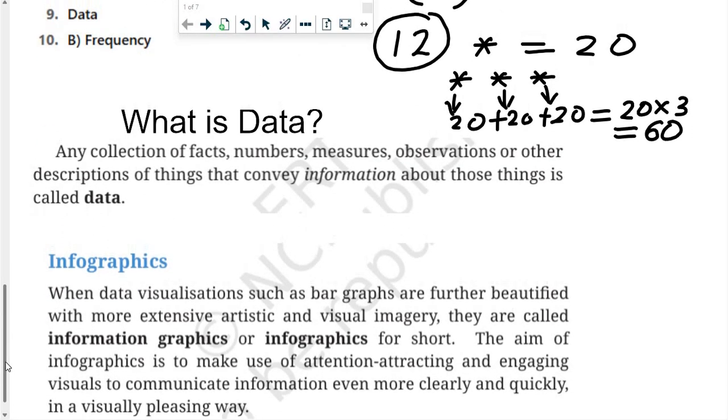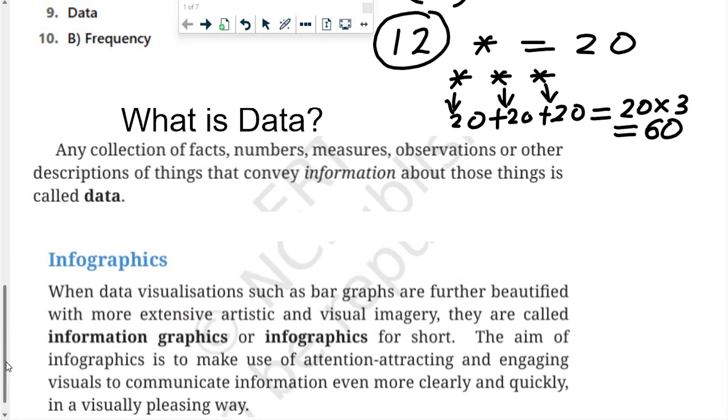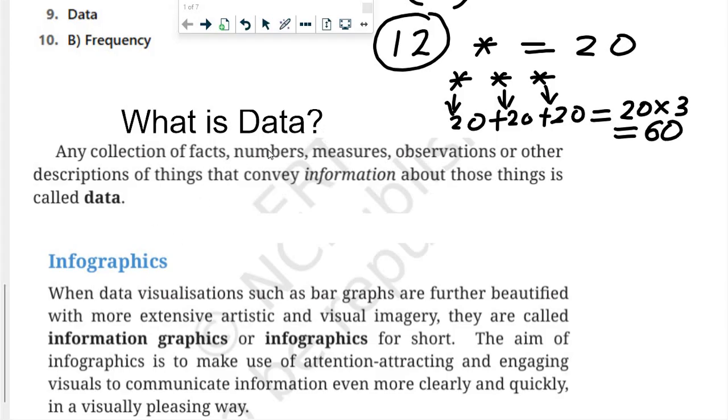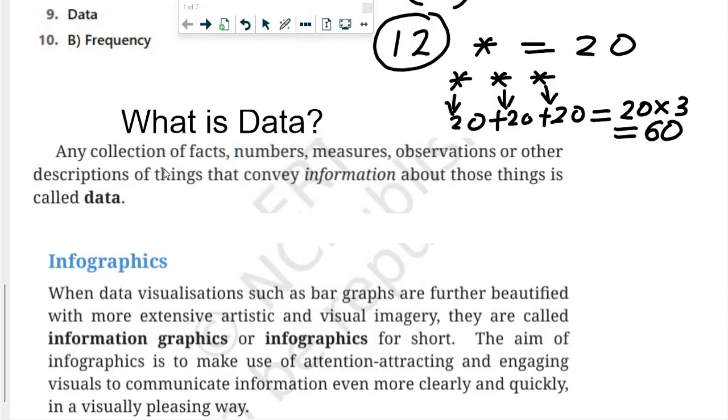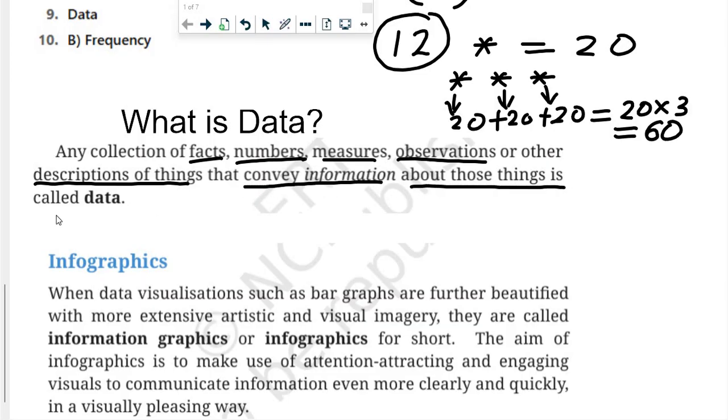And here I have attached some explanation about data. Data is a collection, not only a collection of numbers, but also a collection of facts, measures, observations, or other description of things that convey information about those things. So that is all about data.